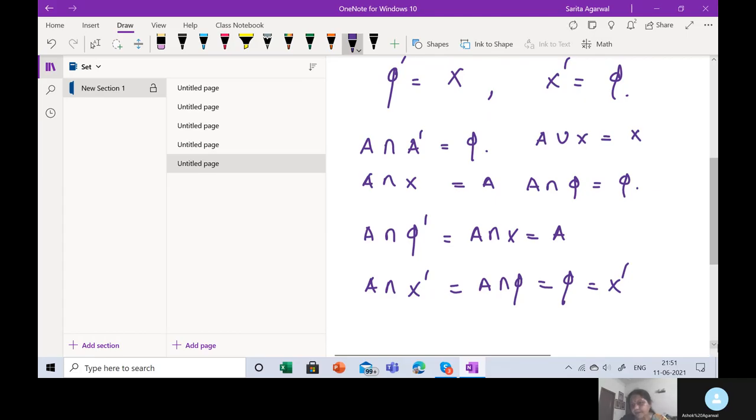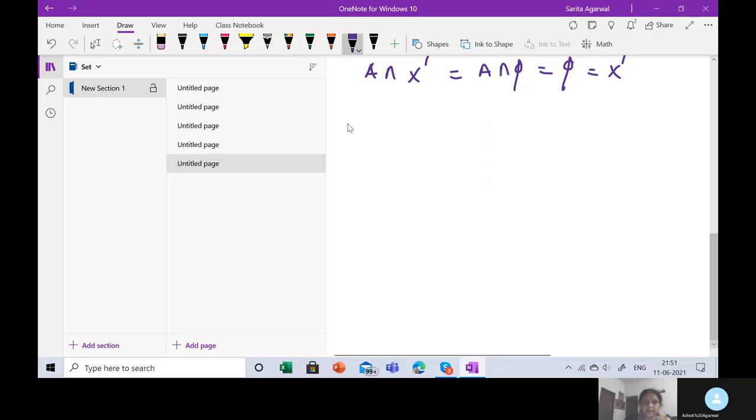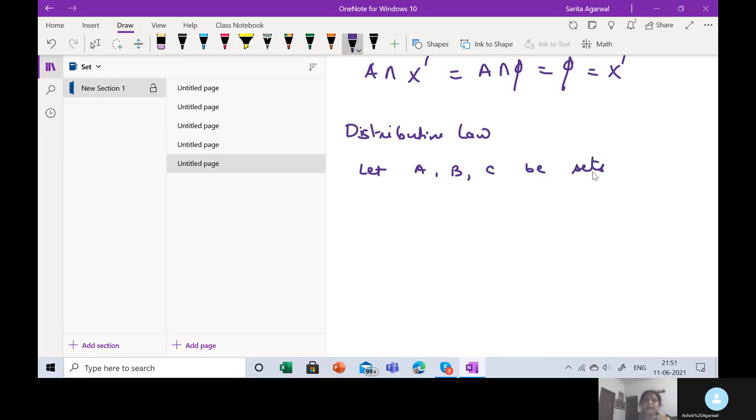Now we are coming to the next properties, that is the distributive law. Let A, B, C be sets. Then A intersection (B union C) equals (A intersection B) union (A intersection C), which means intersection is distributive over union. This is the first distributive law. The second is that union is distributive over intersection.